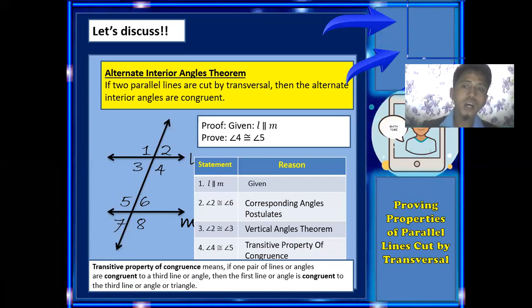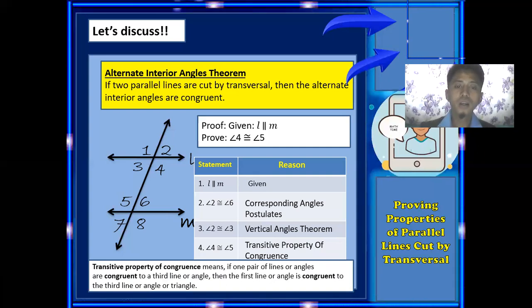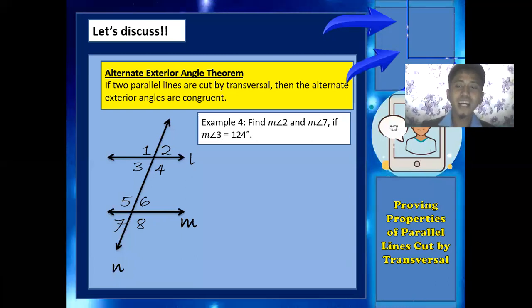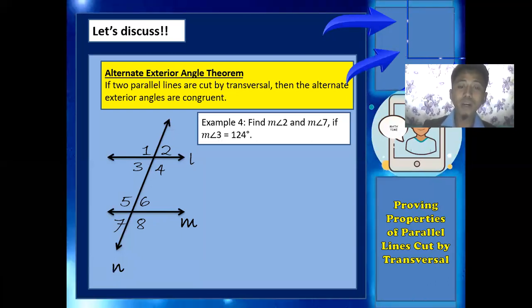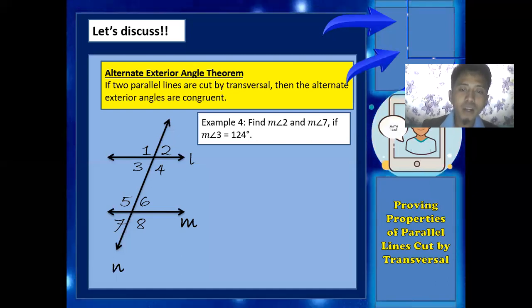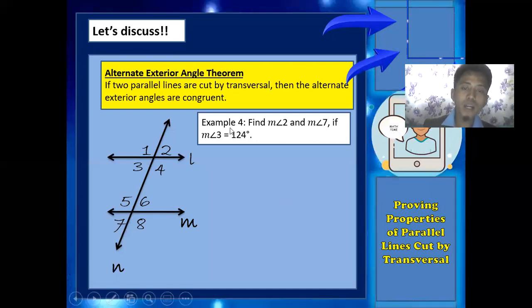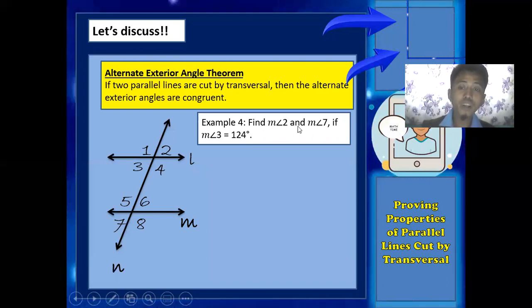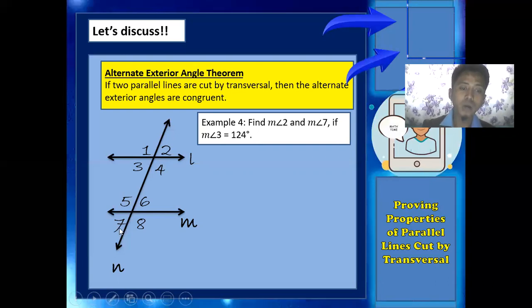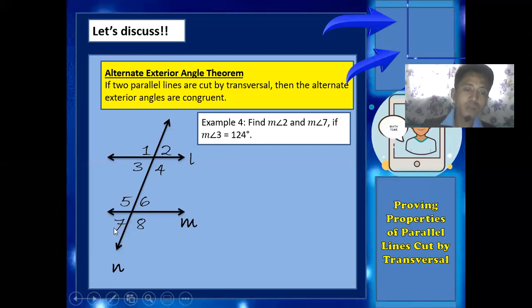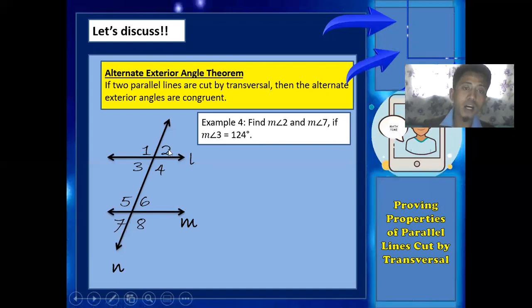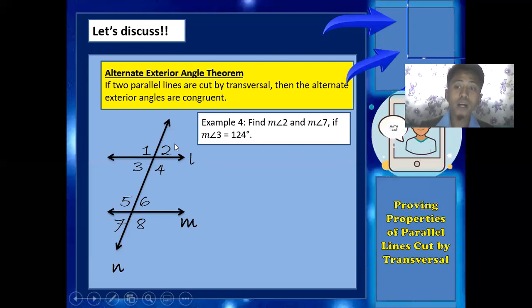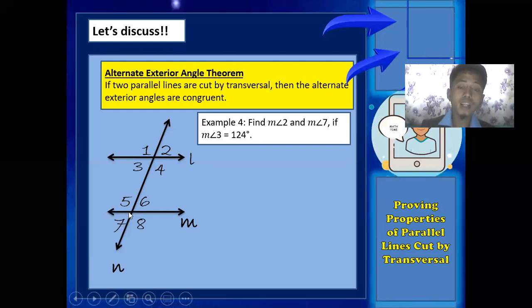Okay, do you have any questions about this one? Then next is the alternate exterior angle theorem. That is what we are discussing now. In example number 4, find the measurement of angle 2 and angle 7. If you observe their positions, they are alternate exterior angles. They are alternate angles and at the same time located on the outer part, so they are exterior angles.